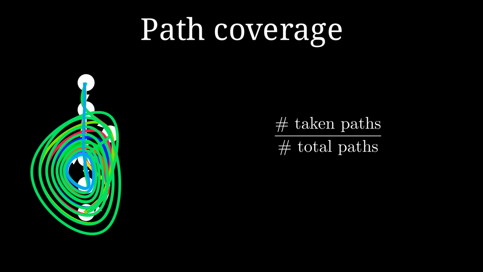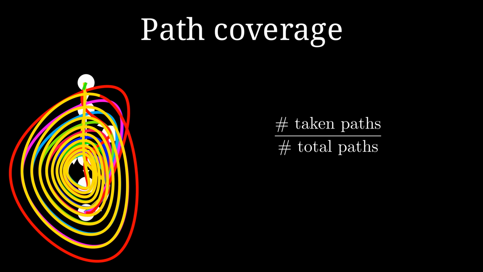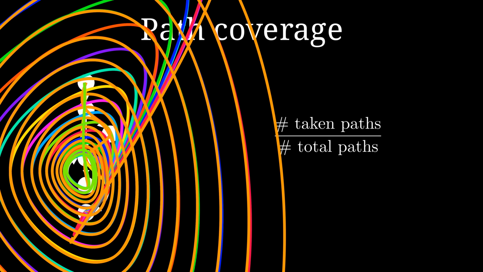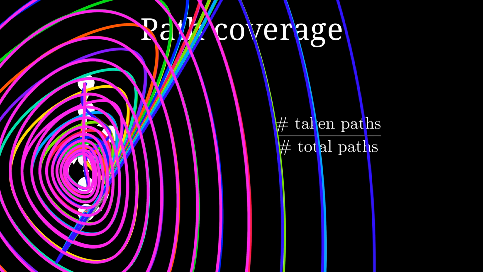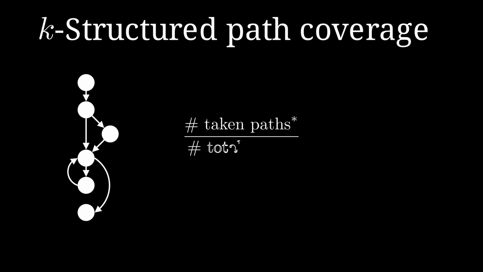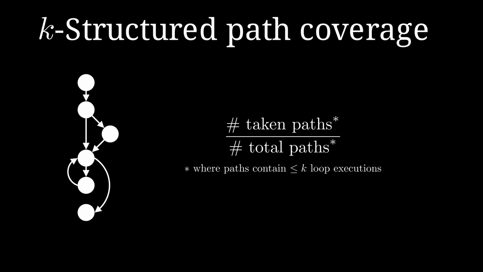Imagine having a loop that could run 99 times. You'd need a whopping 100 test cases just to cover all the potential paths. And if there's a second loop in the mix, you're already looking at 10,000 test cases. So let's make a trade-off. In the so-called K-structured path coverage, we count all paths, where each loop is executed up to K times. So we need a test with zero loop executions, one with one execution, one with two executions, and so forth.